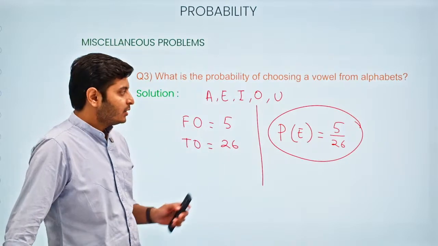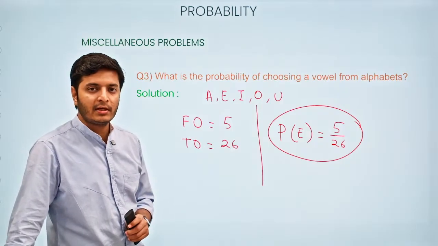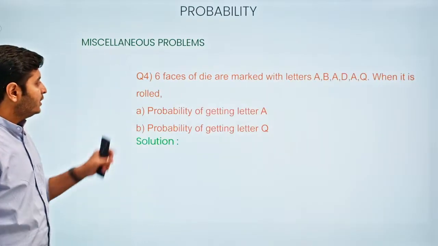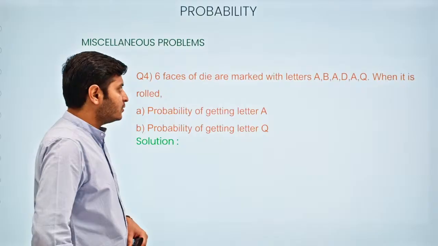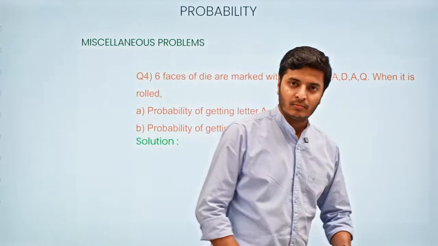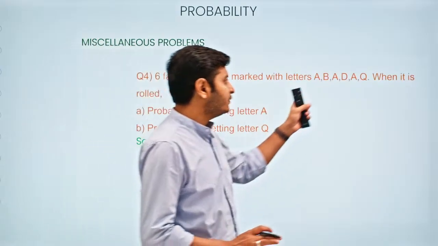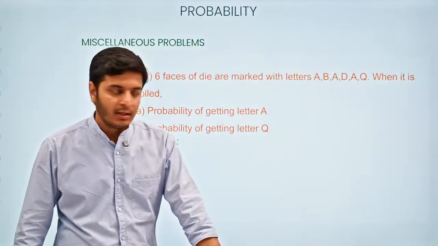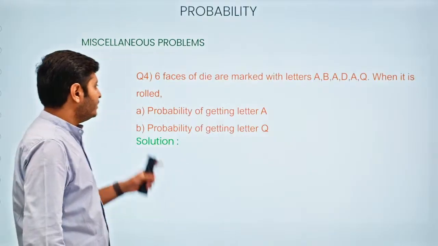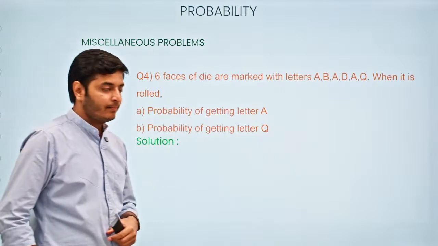Correct? So we are only applying the basic logic here. If you can apply the basic logic, then you can easily find the answer. In this problem, 6 faces of a die are marked with letters A, B, A, D, A, Q. Correct? So there are 6 faces of a die and they are marked with A, B, A again, then D, A again, then Q. When it is rolled, we need to find the probability of getting letter A.